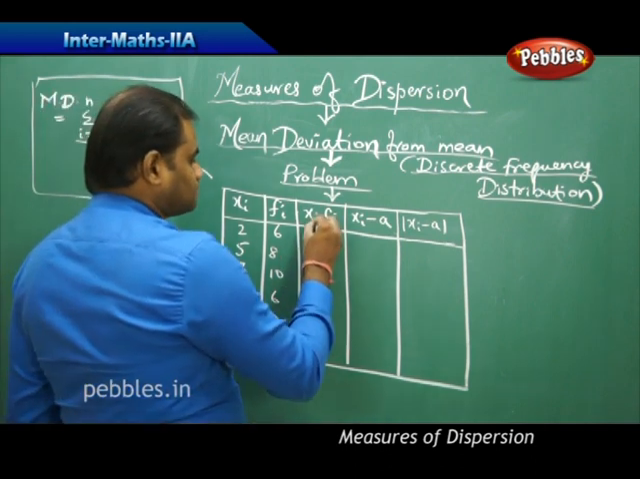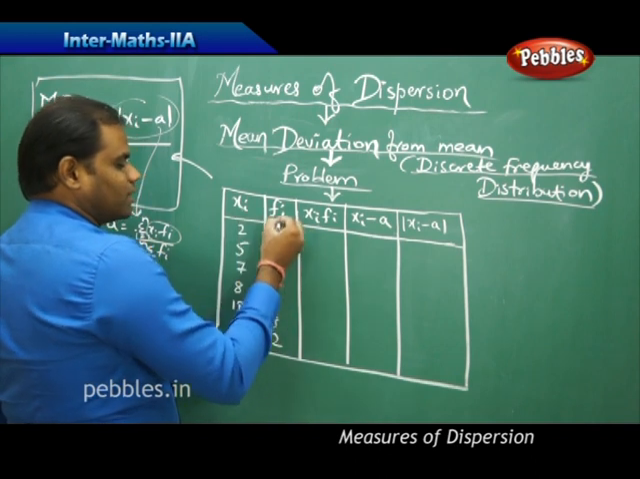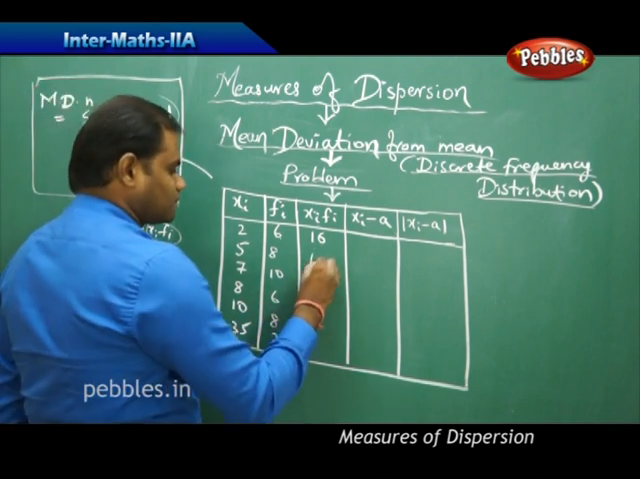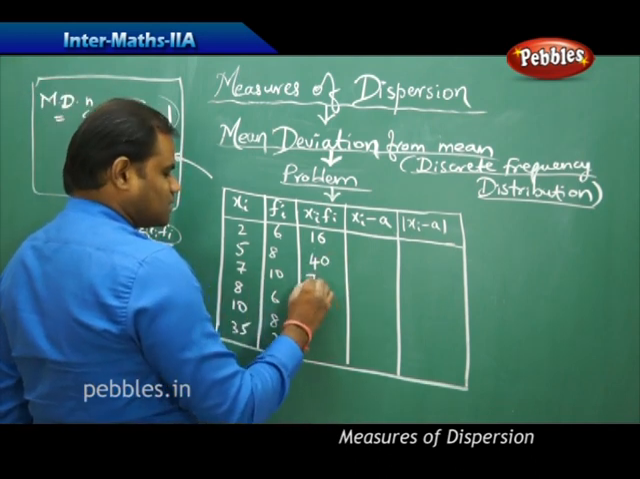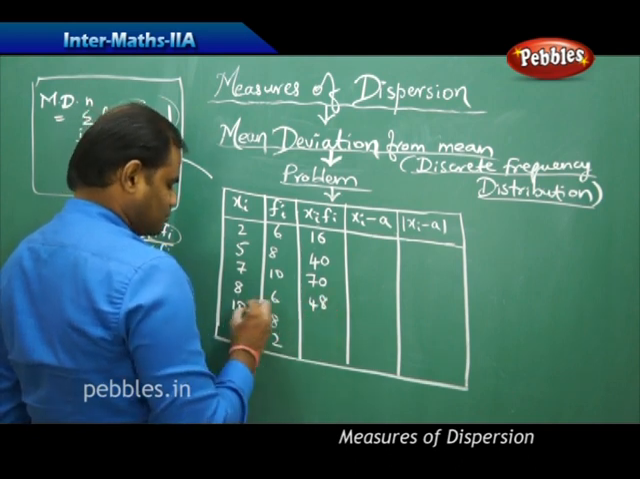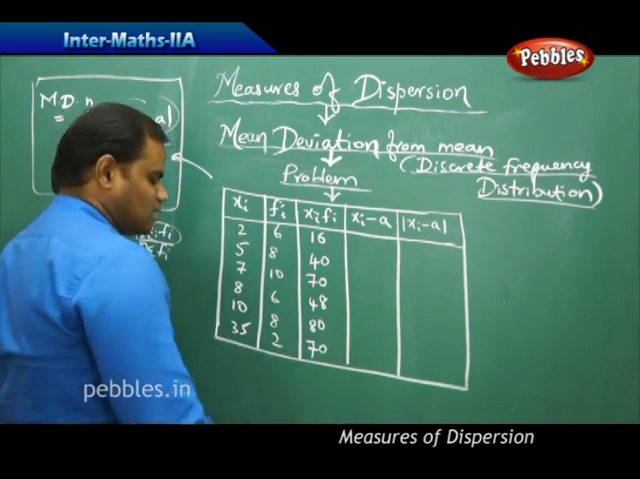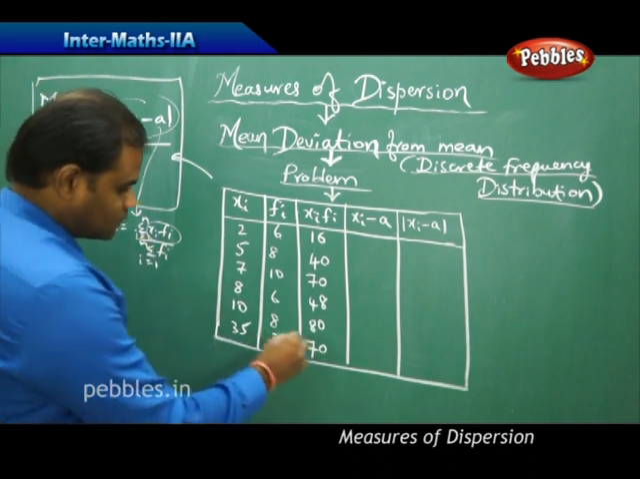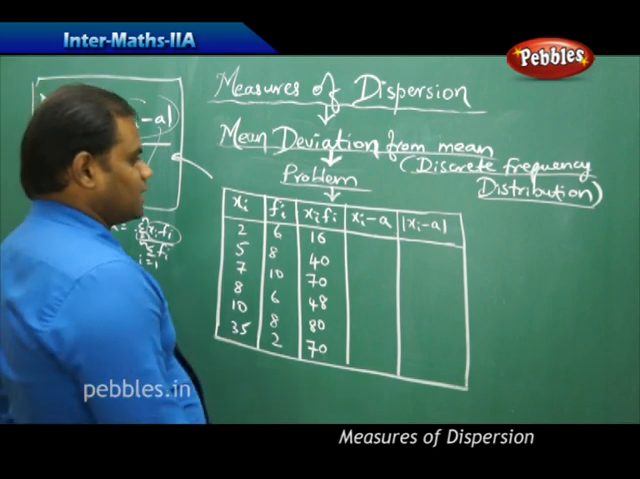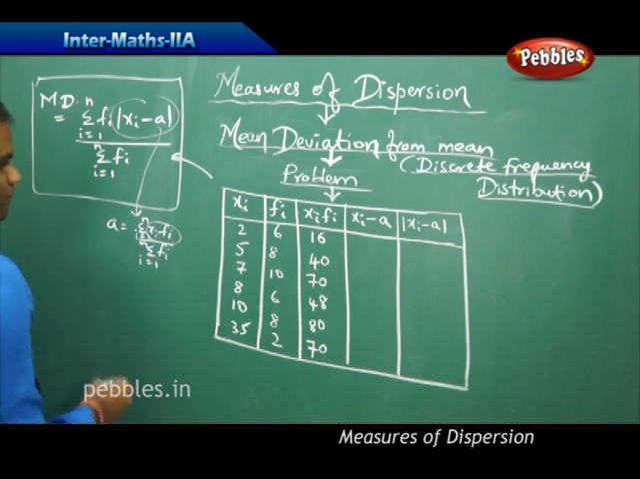So let's find xi times fi, that is 2 times 6, xi being 2 and fi being 6. 2 times 6 is 12, 5 times 8 is 40, 7 times 10 is 70, 8 times 6 is 48, 10 times 8 is 80, 35 times 2 is 70 is what we get in this case. Now with this, I need to find xi minus a, but before this, I need to find a. So let's see how I can find a from here.